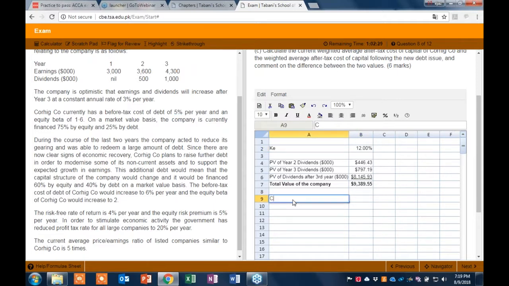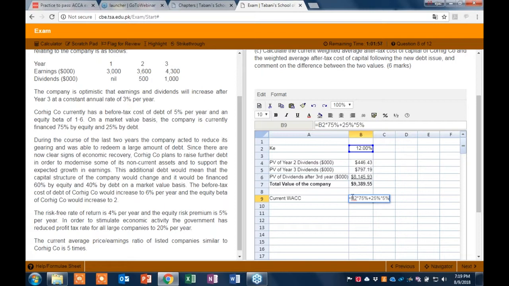So current WACC will be equal to 12% into the weightage of equity. Equity is 75% at the moment. So we'll take 75% of the cost of equity plus 25% of the cost of debt, because debts are 25%. So 25% of the cost of debt.